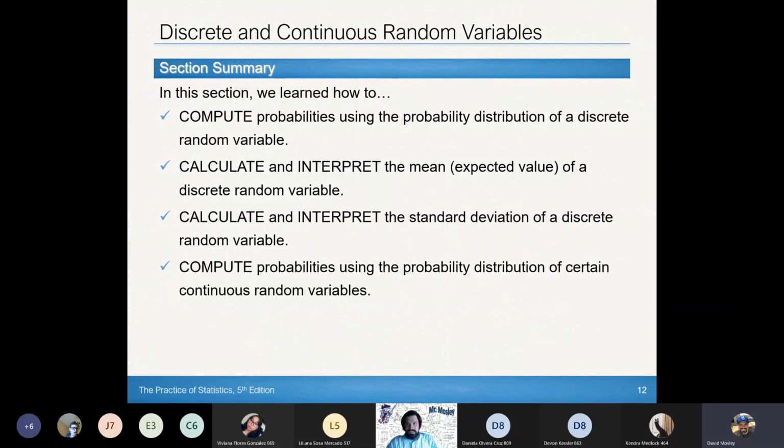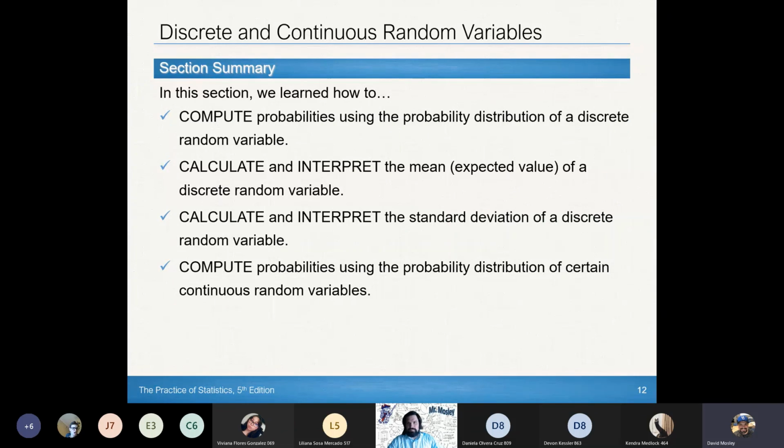And that's it. That is the gist of section 6.1. We're doing probabilities using the probability distribution of a discrete random variable. That was at the very beginning. We can calculate the mean and interpret what it might be in context. We can find a standard deviation. Both of these are with discrete random variables. And we can compute probabilities using the probability distribution of certain continuous random variables. Continuous random variables make us use what we used for normal curves and normal distributions.